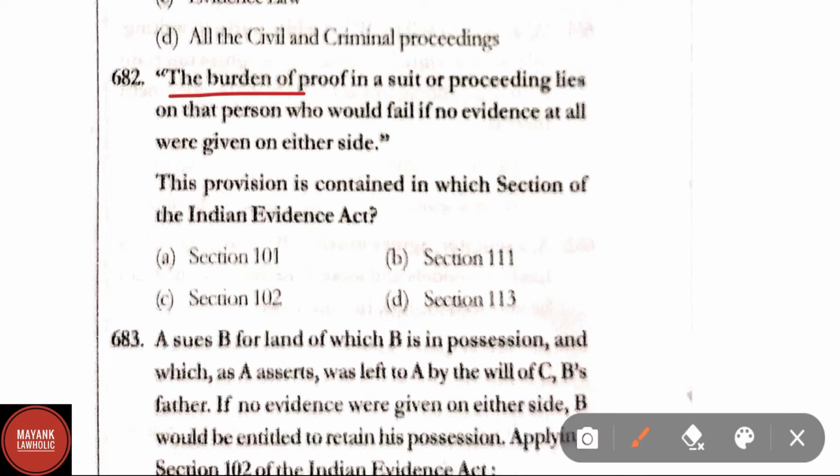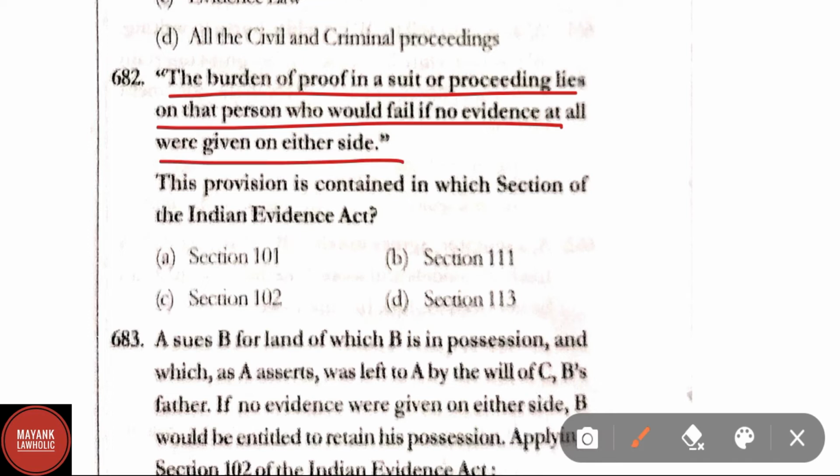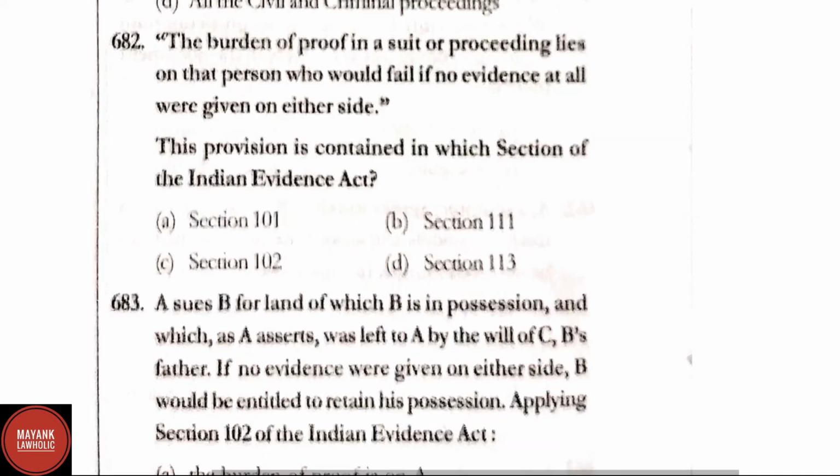The burden of proof in a suit or proceeding lies on that person who would fail if no evidence at all were given on either side. This provision is contained in which section of the Indian Evidence Act? Correct answer is option C, that is section 102 of the Indian Evidence Act.